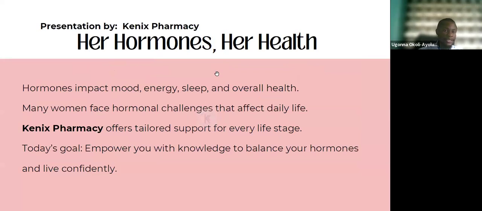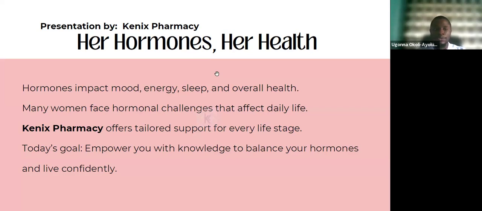As our doctor has defined hormones for us and enlightened us about them, I would like to add that hormones impact our mood because they are majorly produced in the brain. So it affects our psychology, the way we think and the way we reason things. It also helps our energy for the day, which is directly linked to our mood as well. Then it affects our sleep pattern, whether we are having too little sleep or too much sleep, which is also hormone related. And generally it affects our overall health as women.